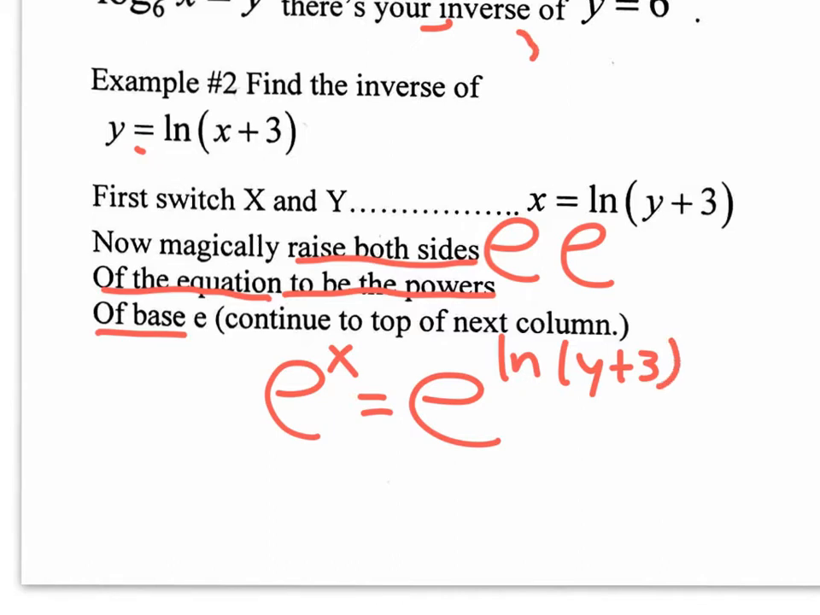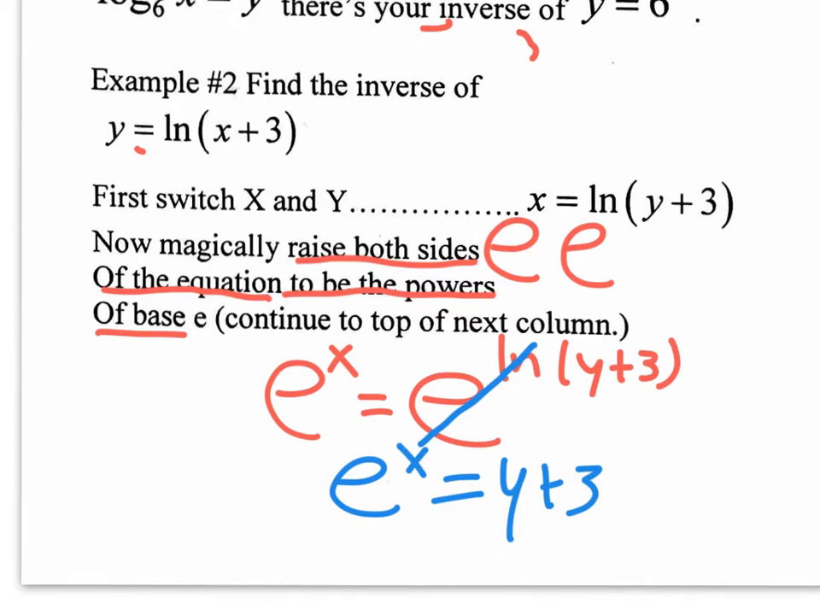So why would I do that? Because e to the ln is really e to the log base e, and e to the log base e cancels out, and the y plus 3 comes down. The equal sign's right here. The e to the x is what's on the left side.